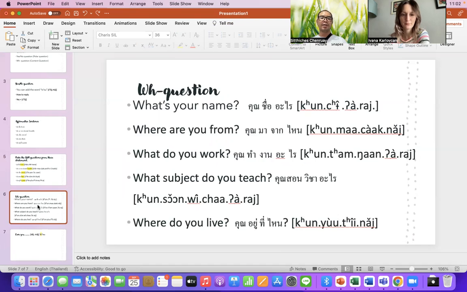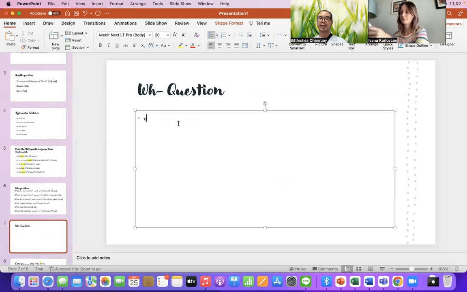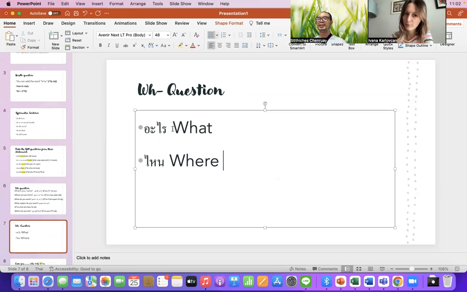And other WH question words. Do you know the word? Do you know the first? It is arai. You know it already. Arai. And then nai, right? Arai means what? Then nai. Nai is where. Then who? Krai. Krai is who.